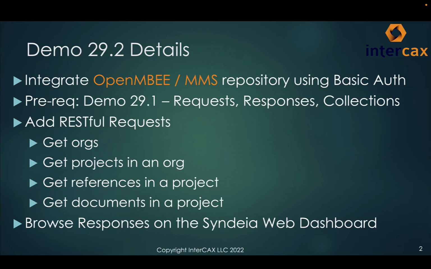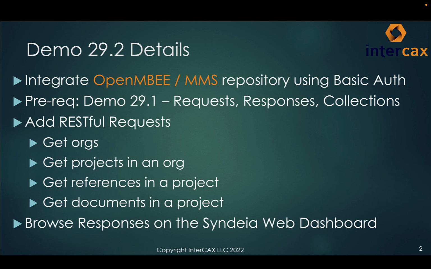So going back, what you've seen in this demonstration is an example of integrating a repository using basic auth, using the OpenMBEE MMS server as an example. You've seen how I have gone ahead and added requests and displayed the responses for getting organizations, getting projects in an organization, getting references in a project, getting the documents in a project, and viewing all those responses in the Syndeia Web Dashboard. And like any other functionality, you can now create relations to this data from the Syndeia Web Dashboard to other data.